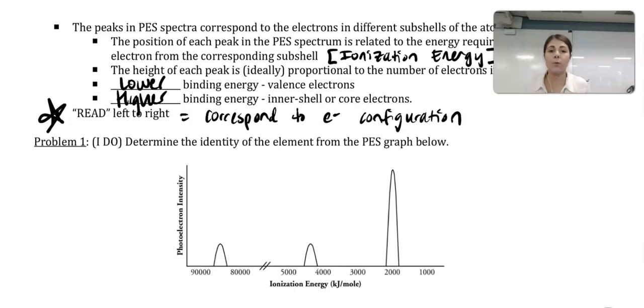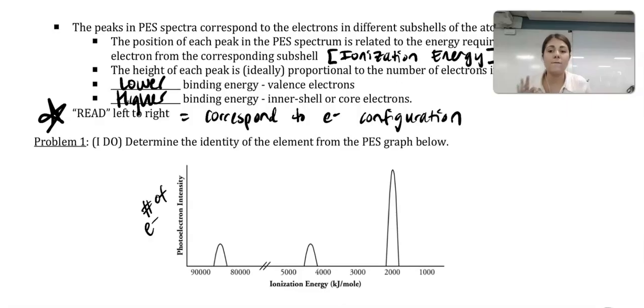So let's look at this example right here. Determine the identity of the element from the PES graph below. You can see the y-axis is going to be essentially the number of electrons in that subshell. Here I have ionization energy, so how much energy is needed to remove those electrons. You can see I have 3 peaks right here, and this is a little bit different than most graphs. Most graphs you start at 0, but in this case you actually are starting at the largest value and going to the right.